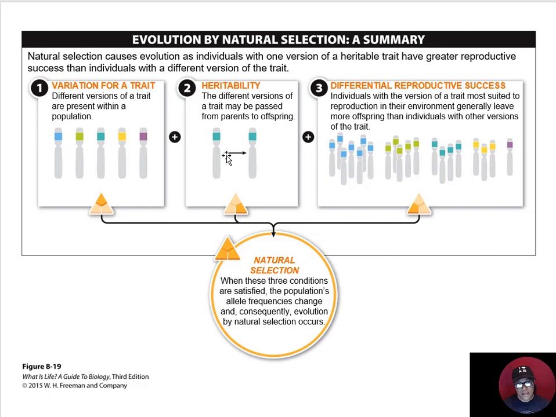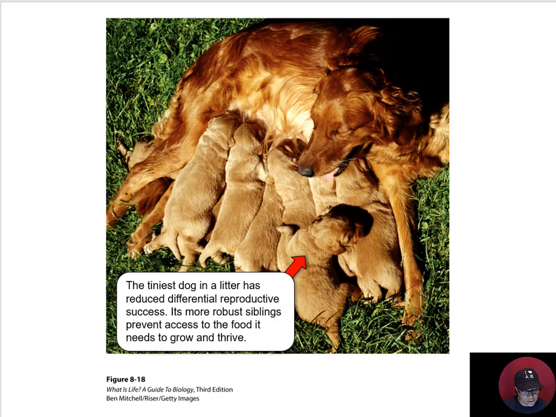It's not like this version is just happening to this one individual, right? It has to be able to be passed down to the offspring. And then what we see is that individuals with a version of a trait most suited to reproduction in their environment generally leave more offspring than individuals with other versions of the trait, right? And that is natural selection. So natural selection is when these three conditions are satisfied, the population's allele frequencies change, and consequently, evolution by natural selection occurs. So let's look closer at that.